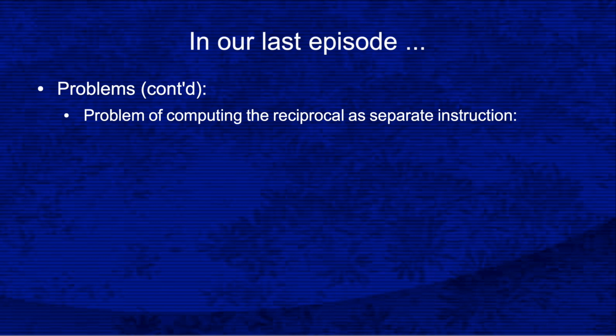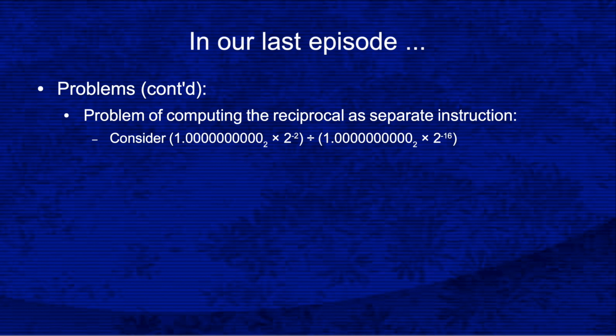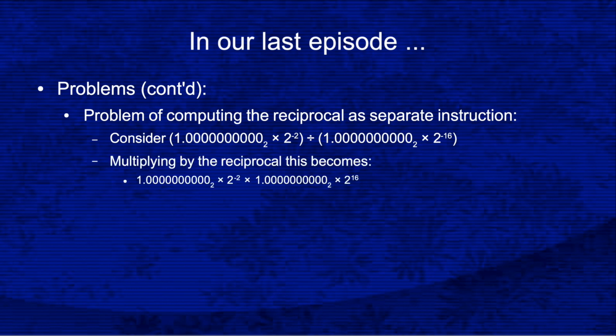The second problem is generic to any solution which computes the reciprocal as a separate step from multiplying the reciprocal by the dividend to compute the quotient. If the divisor is a subnormal number, the reciprocal may be computed to be infinity. Consider the following case. 1 times 2 to the negative 2 power divided by 1 times 2 to the negative 16th power. If we multiply by the reciprocal of the divisor, this becomes 1 times 2 to the negative 2 power times 1 times 2 to the 16th power. The product then is 1 times 2 to the 14th power.